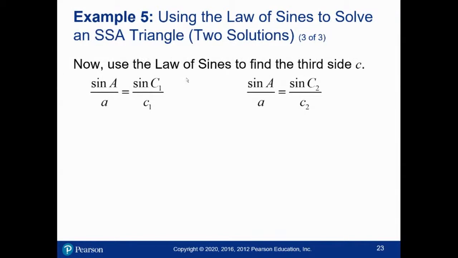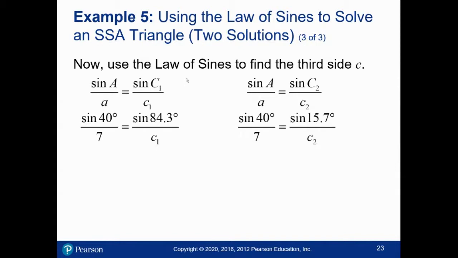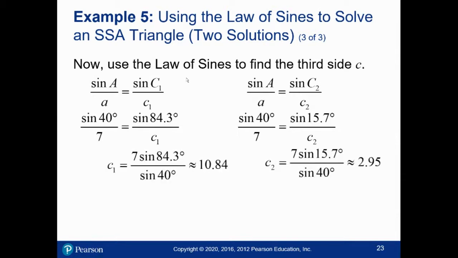So we're setting up the law of sines to find the missing side C. But we know there's going to be two possible solutions, one corresponding to having that third angle be 84.3 degrees and one corresponding to having it be 15.7 degrees, which means we get two different side lengths, which means there are just two possible solutions.